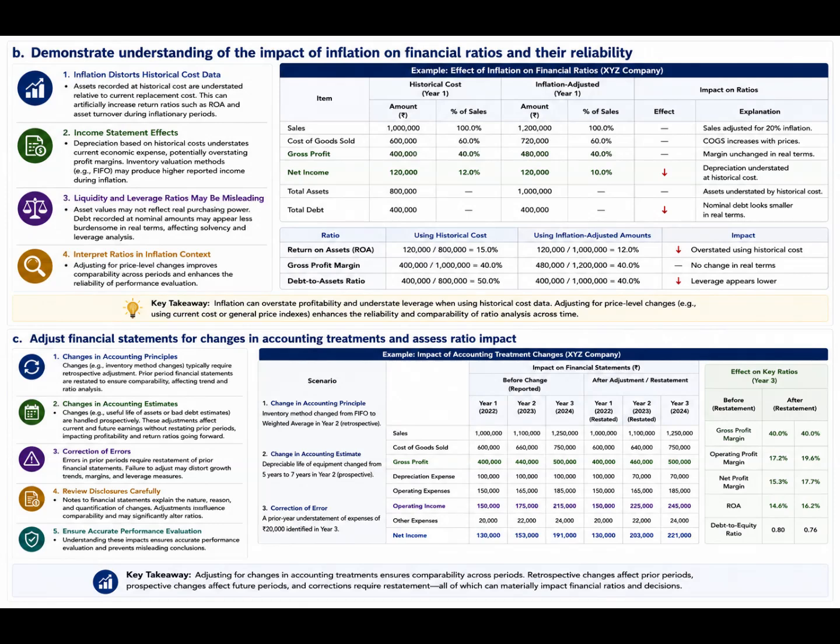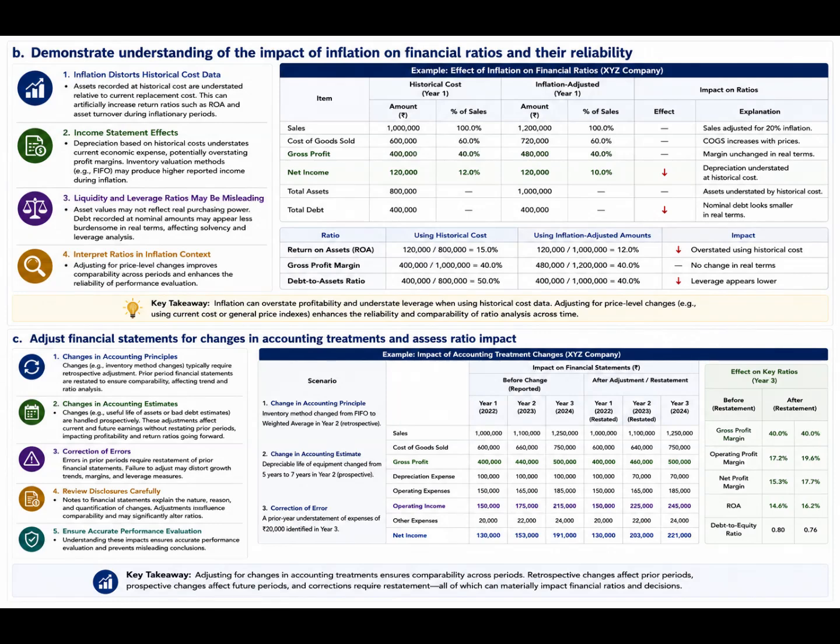Liquidity and leverage ratios may be misleading. Asset values may not reflect real purchasing power, and debt recorded at nominal amounts may appear less burdensome in real terms. Analysts must interpret ratios in inflation context. Adjusting for price level changes improves comparability across periods and enhances the reliability of performance evaluation.